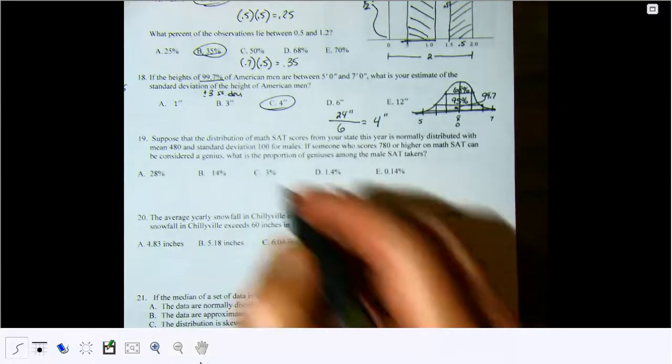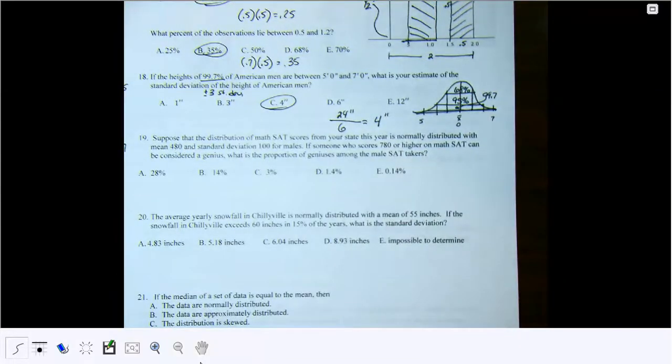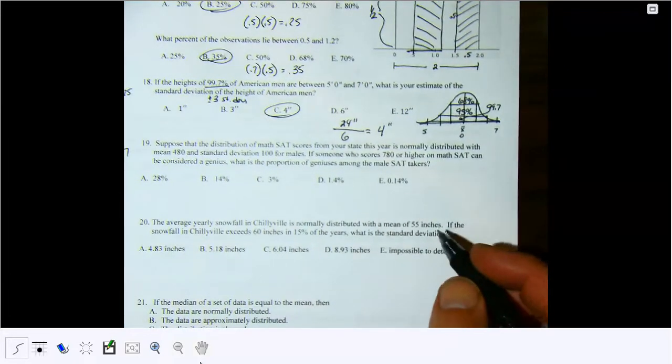19 checks in at 3107. Suppose the distribution of SAT math scores from your state this year is normally distributed with a mean of 480 and a standard deviation of 100 for males. And if someone scores a 780 or higher on the math SAT, they can be considered a genius. What is the proportion of geniuses among male SAT takers?